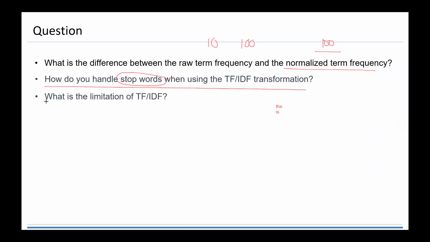We will also discuss the limitations of TF-IDF. Please take a look at these questions. You can find the answers first, and we will discuss them during the class on Monday from 9 until 9:20. I will stop the video now and see you in class.